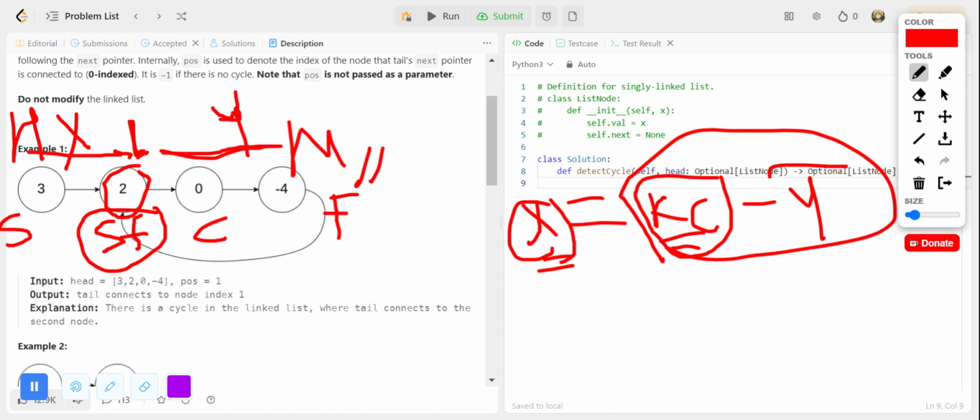The reason we decrement is that we have to travel y distance, the y nodes in a circle. So the faster pointer only needs to travel k times c distance. So let's take this problem we have already shown. The start of the loop is going to be this node.